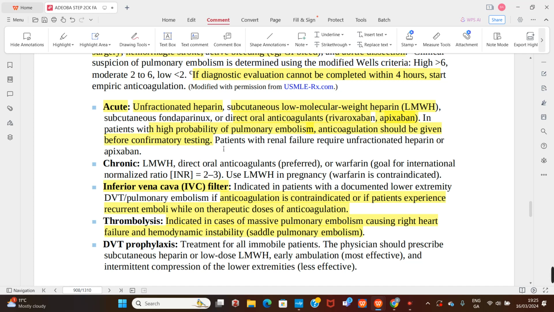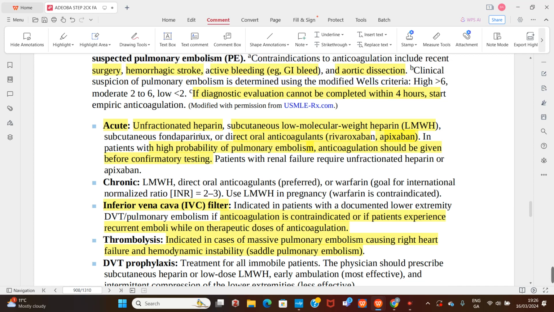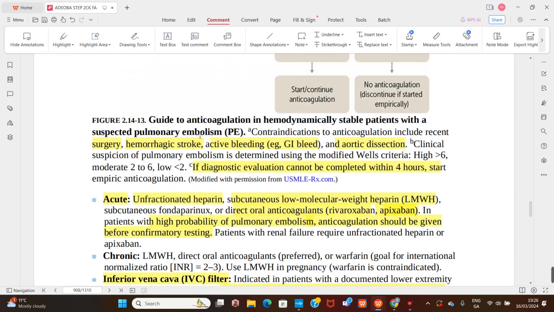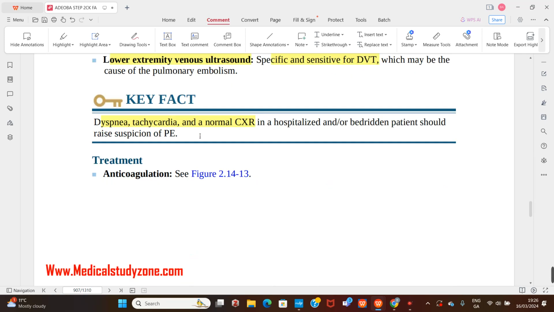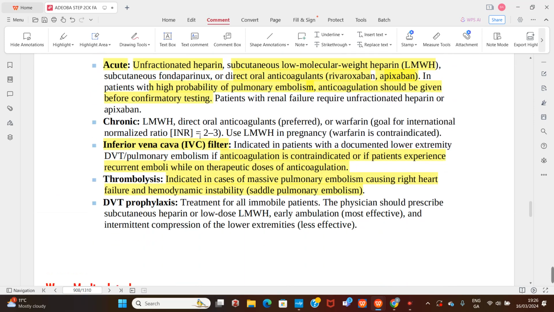What is the value for high probability for P? More than 6? Greater than 6? Oh, okay, more than 6.